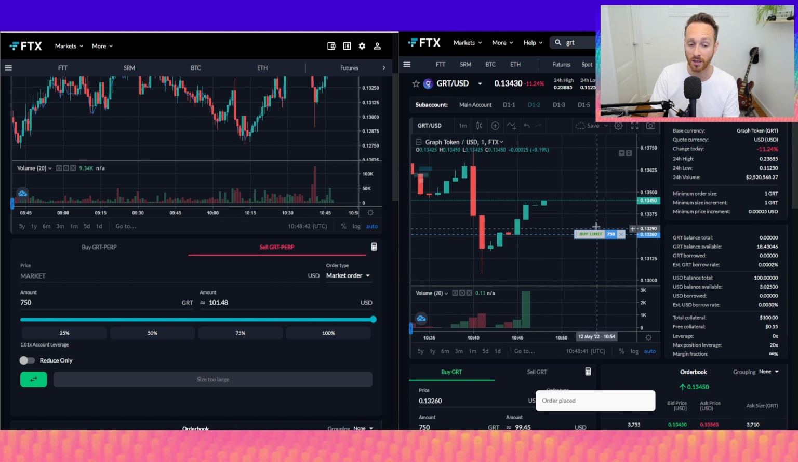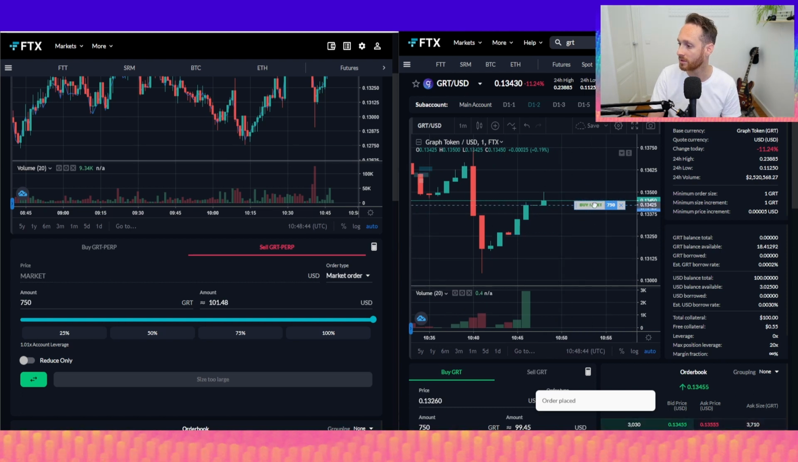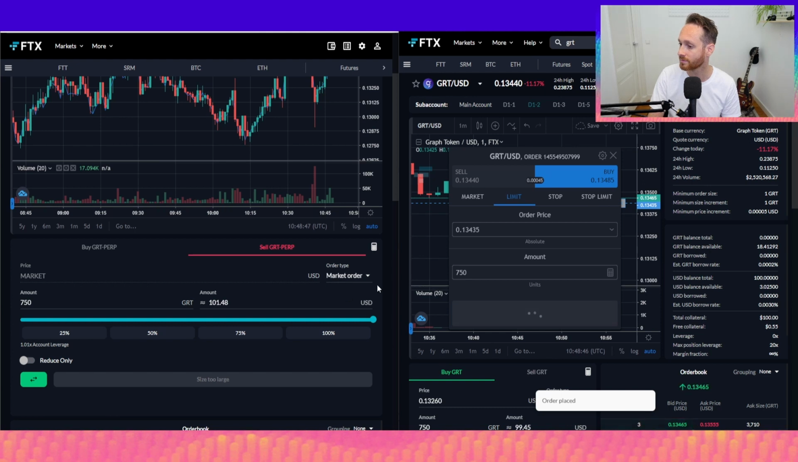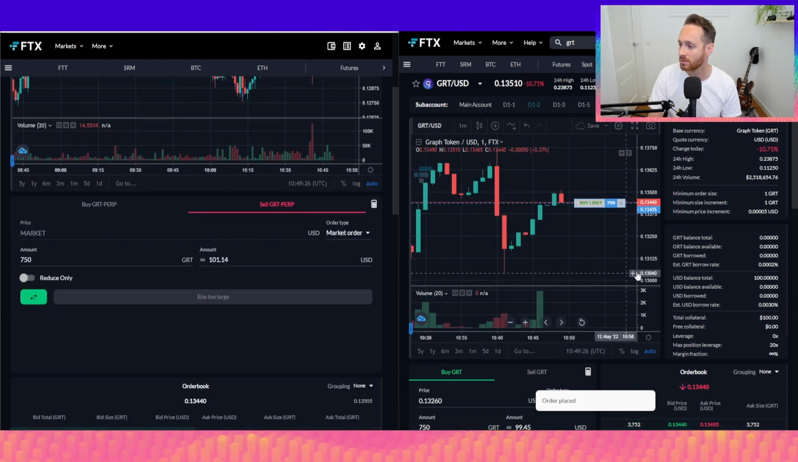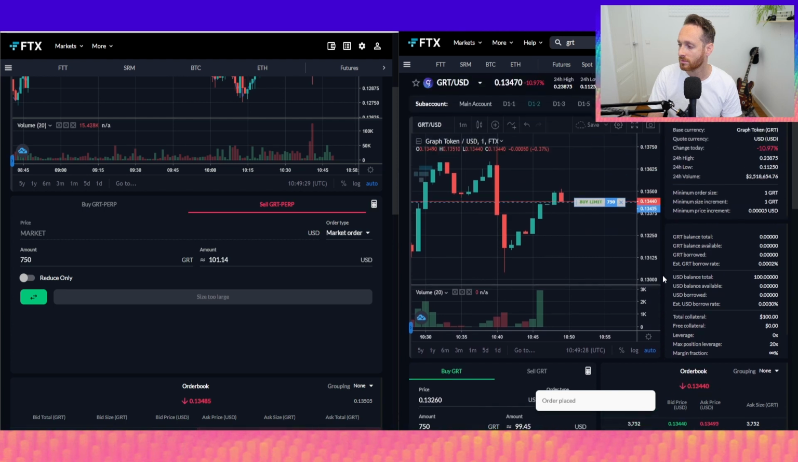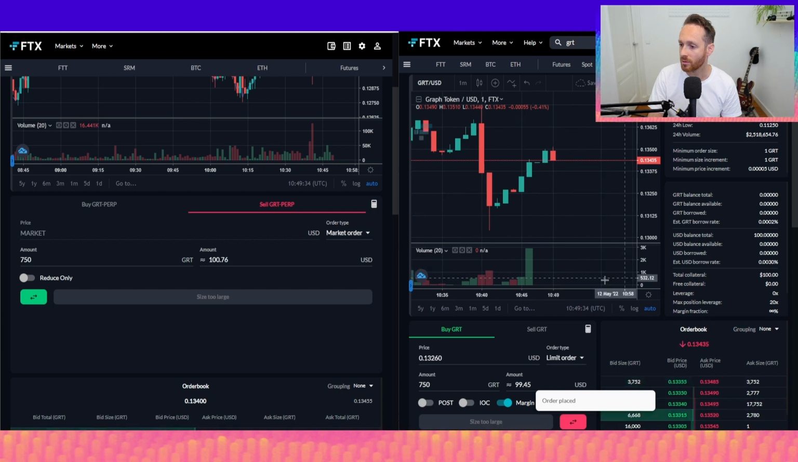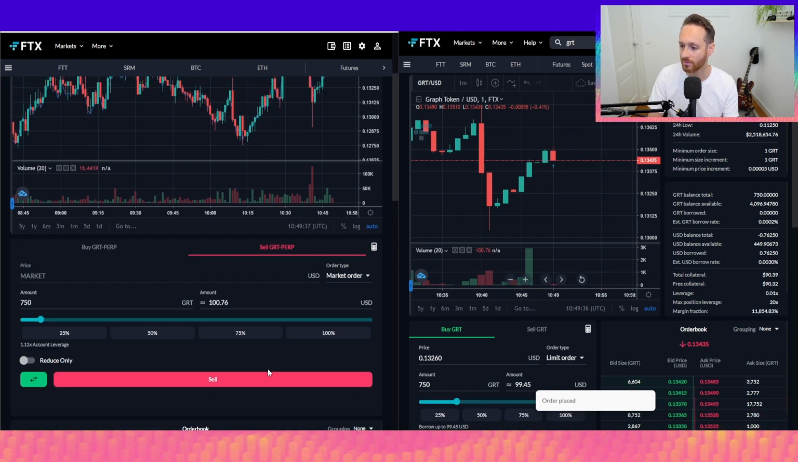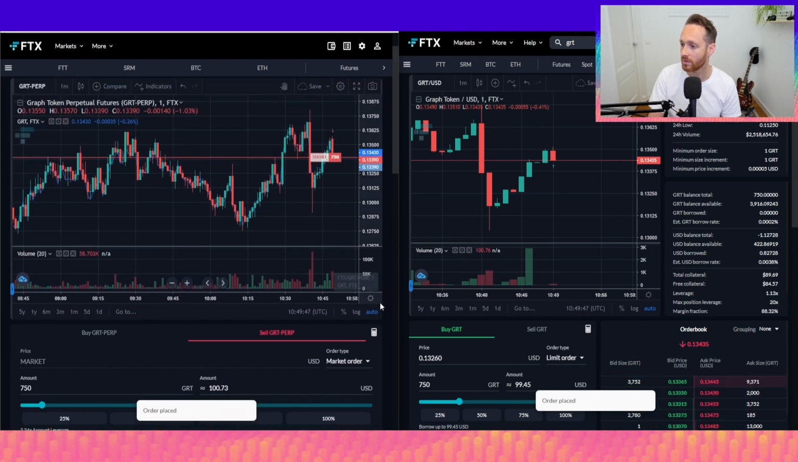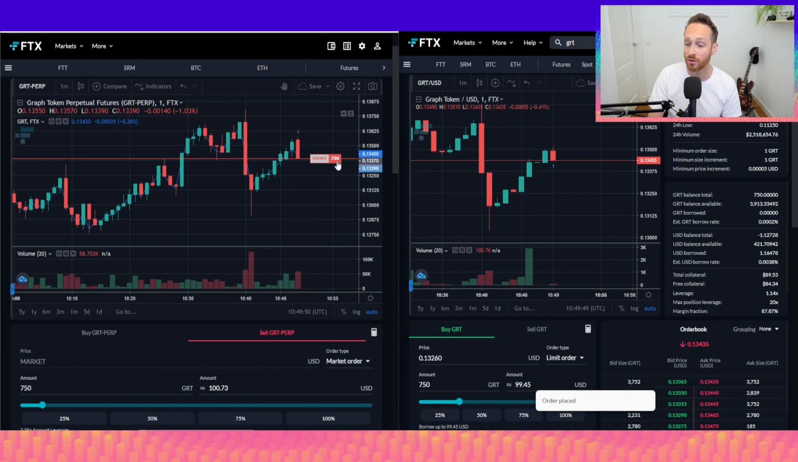My limit order is right here on the charts. I'm going to move that up a little bit, see if it fills. All right, I'm almost filled. There we go. Now, because I just bought spot and that counts as collateral, I can now sell the perpetual right here. I'm just going to sell that. Okay, so now we are short 750 GRT tokens. And I also bought 750 GRT tokens on the spot side.